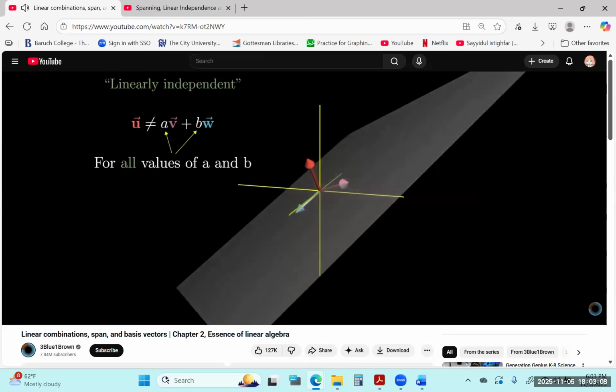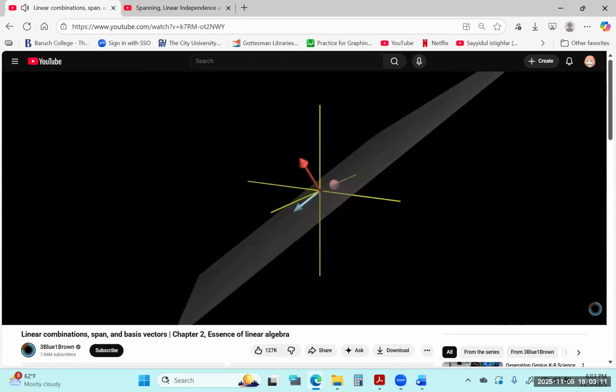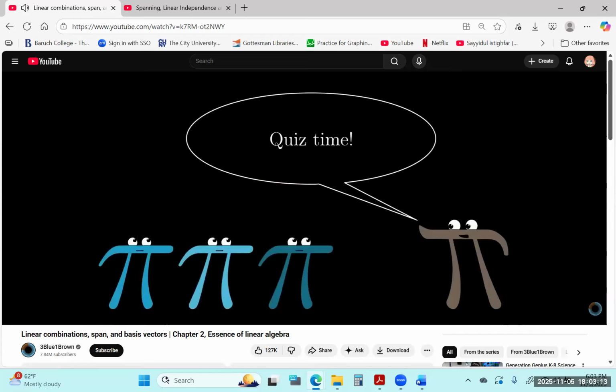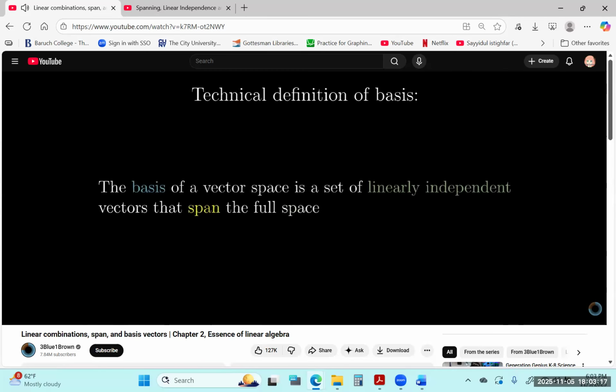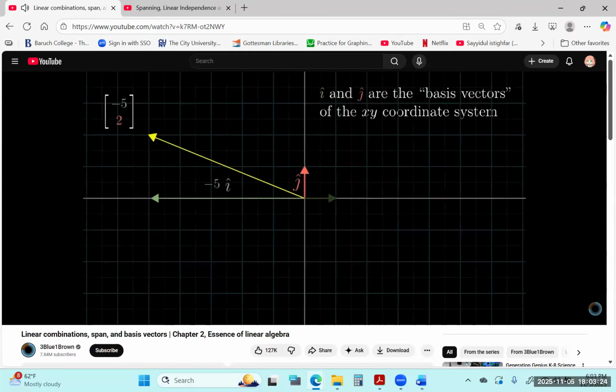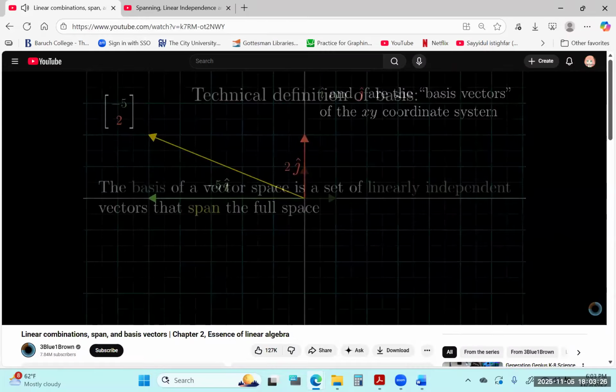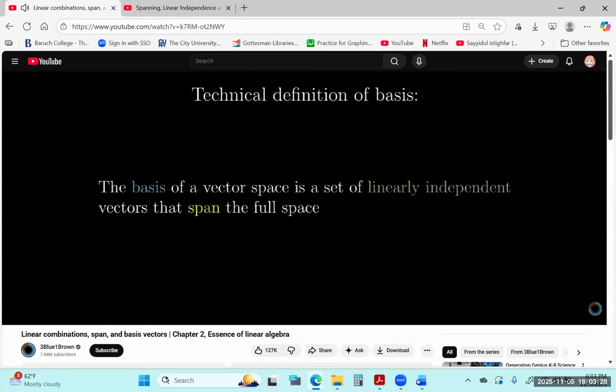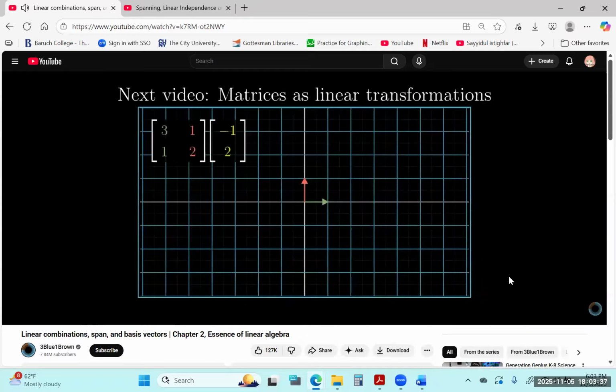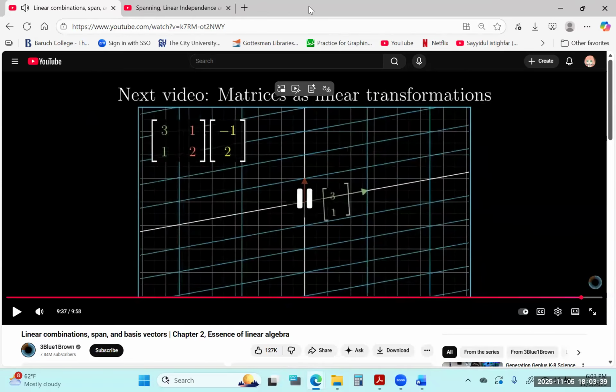So with all of that terminology, and hopefully with some good mental images to go with it, let me leave you with a puzzle before we go. The technical definition of a basis of a space is a set of linearly independent vectors that span that space. Now, given how I described a basis earlier, and given your current understanding of the words span and linearly independent, think about why this definition would make sense. In the next video, I'll get into matrices and transforming space.